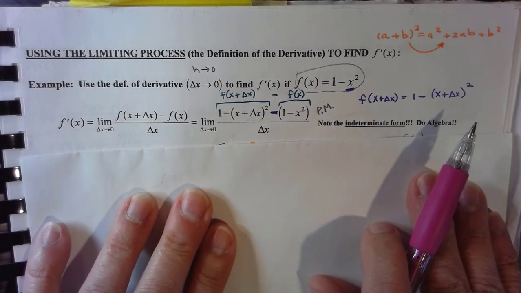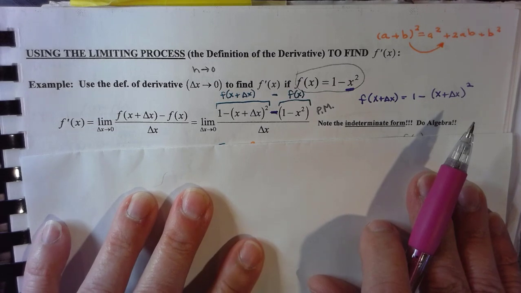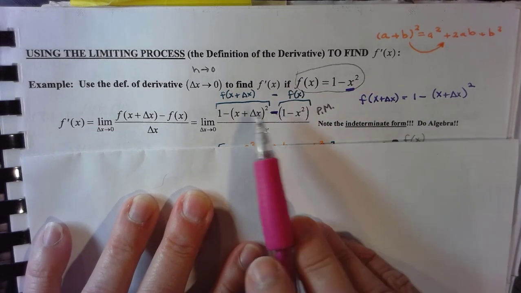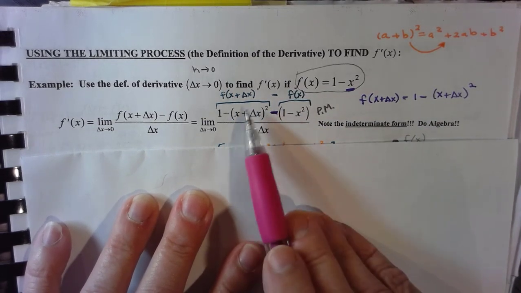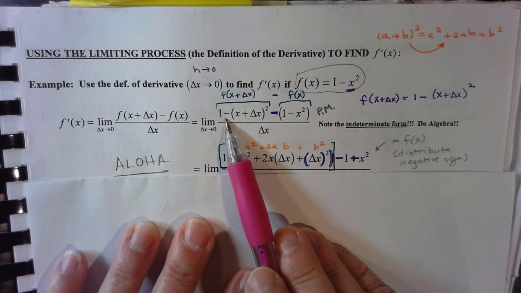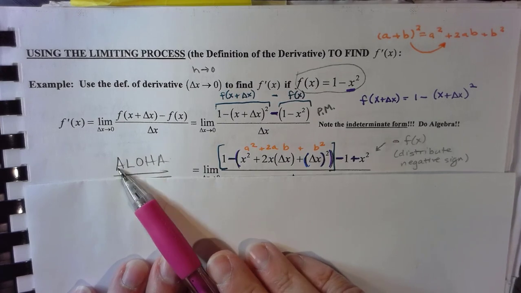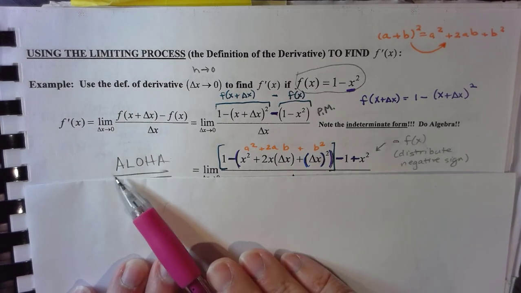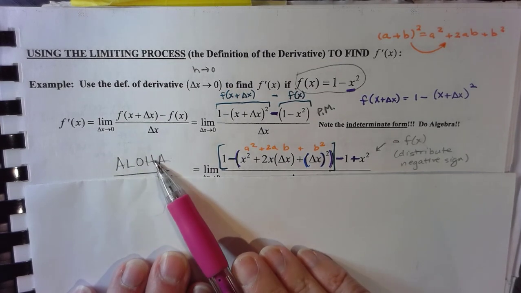Now we're going to do some algebra. What algebra would that be? We can distribute the negative. We also are going to square this binomial, but remember it is inside a parentheses following a negative sign. I like to call this aloha, a lot of horrible algebra.